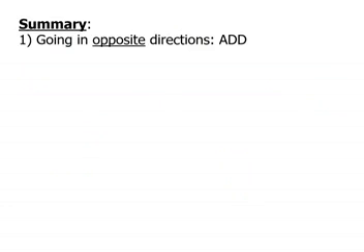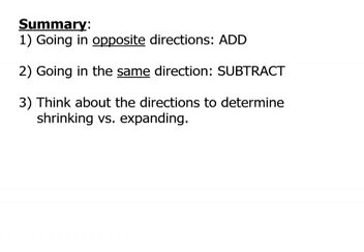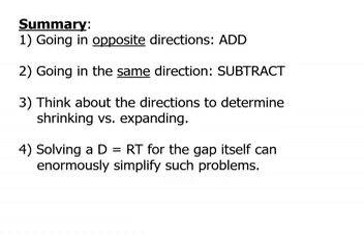Going in opposite directions, we add the velocities. Going in the same direction, we subtract the velocities. Think about the directions to determine shrinking and expanding, and solving d equals RT for the gap can enormously simplify such problems.